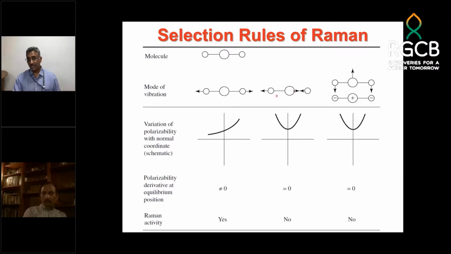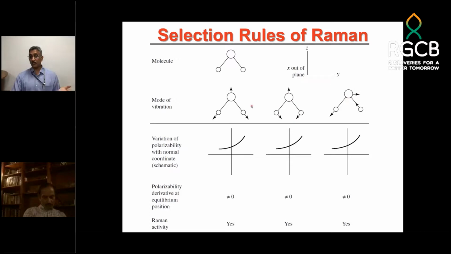This is symmetric stretching. When you have an asymmetric stretching, alpha will be dependent on one side: when it is compressed on one side, it will be less alpha there and more alpha here, and the reverse happens on the other side. At the equilibrium position, it will be the lowest alpha, so it shows a parabola. Now if you draw a slope, it is parallel to the x-axis. That means the slope is 0, and hence it is not Raman active. This can be shown for the bending modes also. So in carbon dioxide, only the symmetric stretching mode is Raman active, whereas both asymmetric stretching as well as bending are not Raman active.